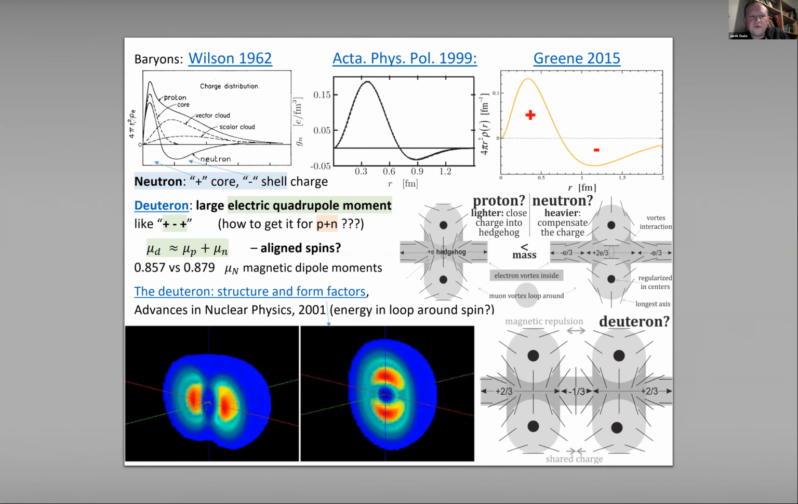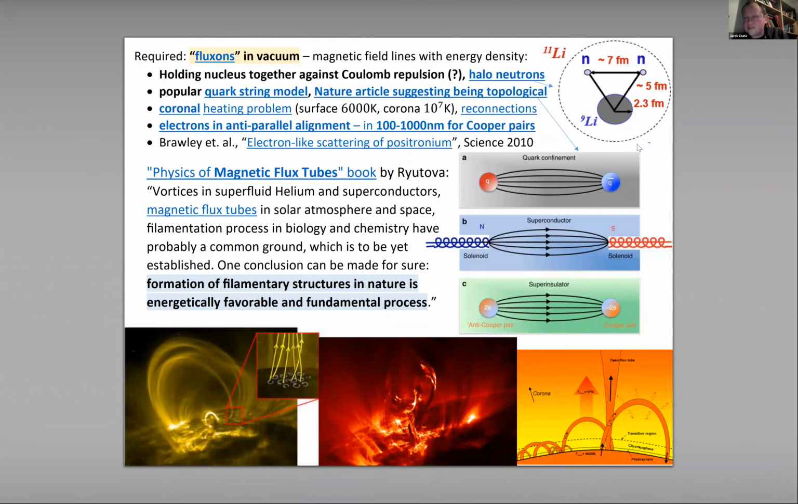For example, we know that the deuteron experimentally has a very large electric quadrupole moment, and so it is very non-trivial for a proton plus a neutron as a deuteron. And here we get it because we have plus and minus. Also, there are aligned spins. Okay, so we need these strings, these fluxons, because of the vortex in vacuum here.